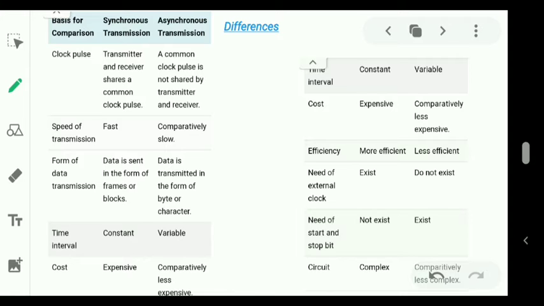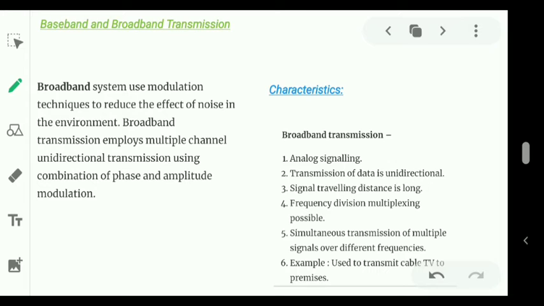Okay, efficiency: synchronous is the most efficient, and compared to synchronous, asynchronous is less efficient. Need of an external clock exists in the case of synchronous, but asynchronous has no concept of clock pulse or clock signals. Need of start and stop bits doesn't exist here, but in asynchronous, start and stop bits are required. And the circuit is more complex in synchronous and comparatively less complex in the asynchronous system.